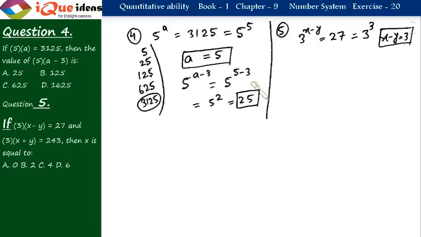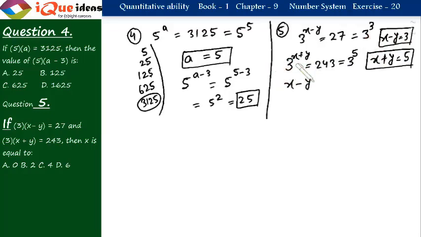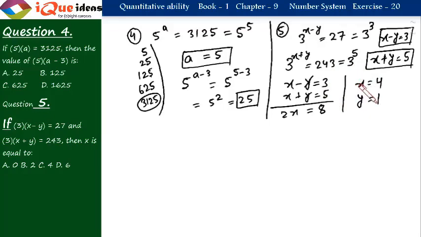Okay. Similarly, if we have 3 raised to the power x plus y equal to 243, now 243 is 3 raised to the power 5. It means x plus y is equal to 5. So we have two equations. Let's add them. x minus y equal to 3, x plus y equal to 5. If you add them, y gets cancelled and you get 2x equal to 8. That means x is equal to 4 and y is equal to 1. So the values of x and y are 4 and 1.